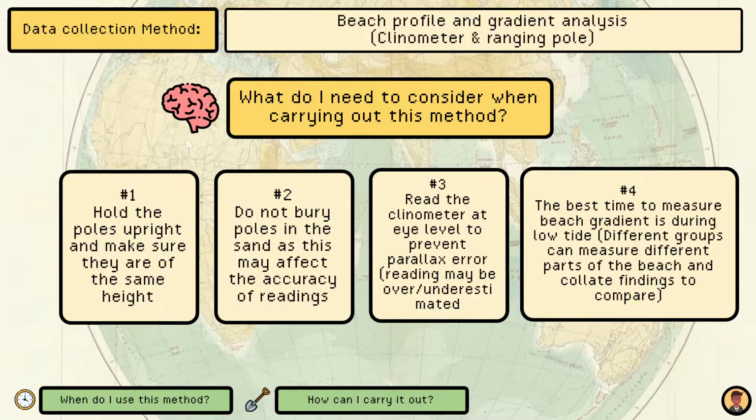And then lastly, the best time to measure beach gradient is during low tide, because you can measure the different parts of the beach that are not submerged by the high tide. So when you are selecting a time to go and actually do your GI, be aware of the high tide and low tide so that you do not waste your trip over there.